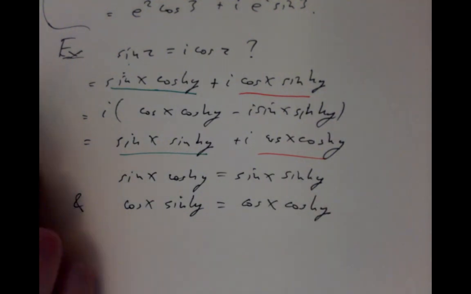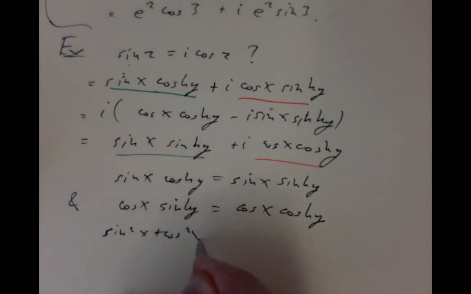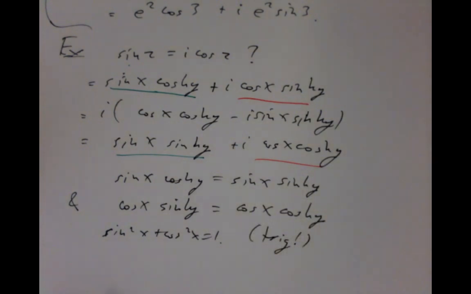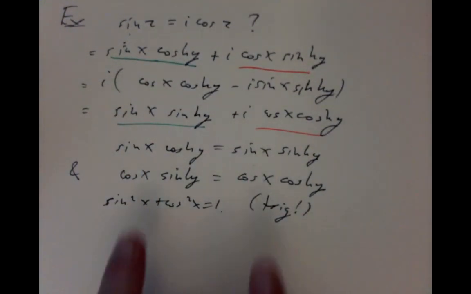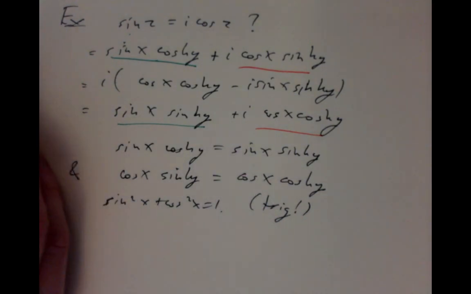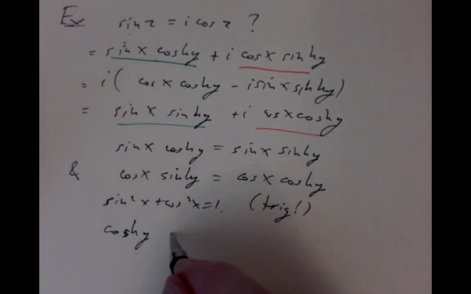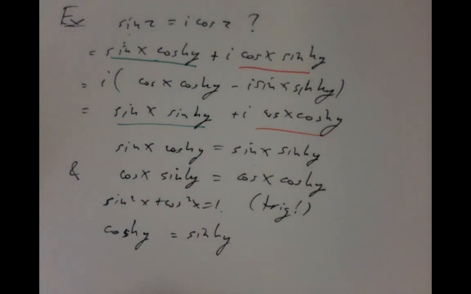Okay, so now we know that sine squared x plus cos squared x is 1, is a trig identity, which you have to remember. And that means one of these is non-zero. So either the sine's not zero or the cos isn't zero, one or the other. And so we can therefore either divide both sides by sine in this equation because the sine's not zero, or divide both sides by cosine in this equation because it's not zero. And so one way or the other, we get the equation cosh y equals sinh y from this one, or the opposite equation, cosh y equals sinh y from this one. So that must happen.